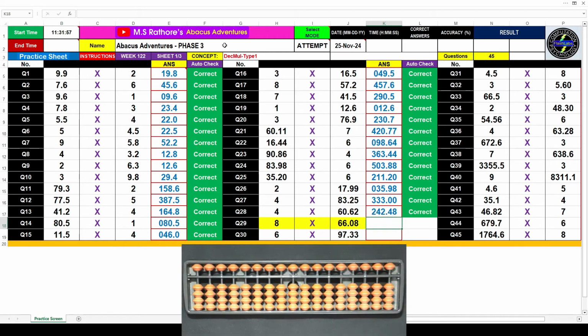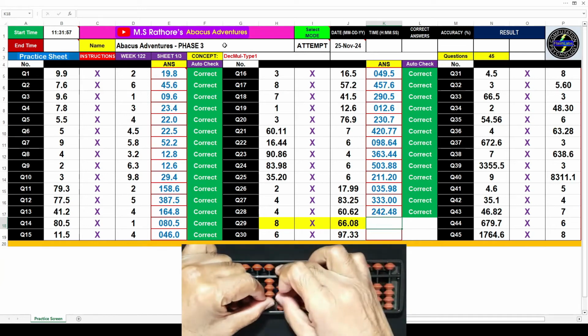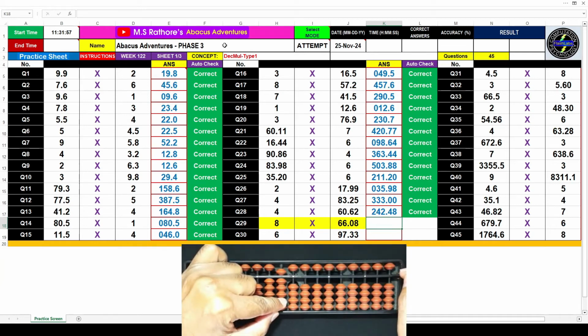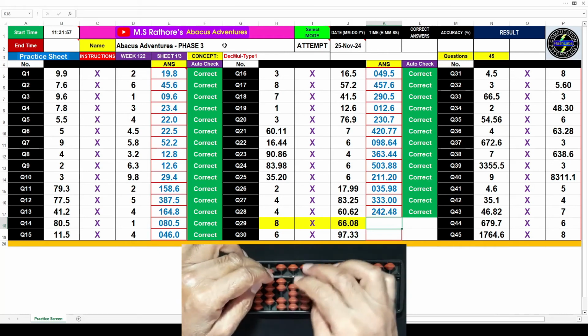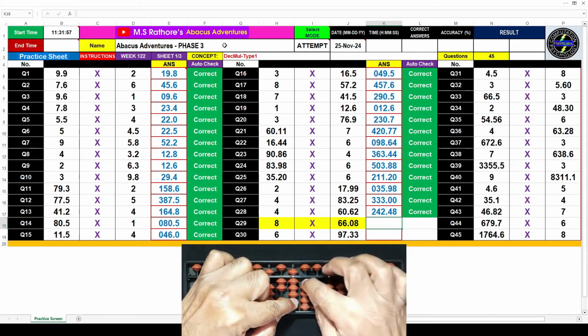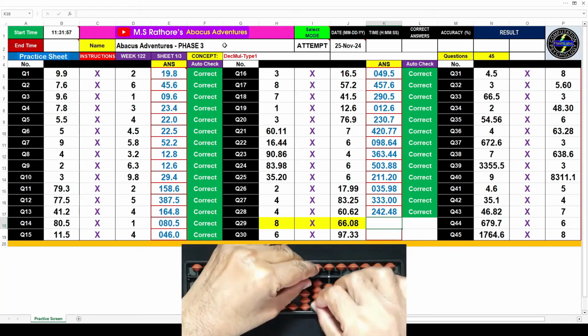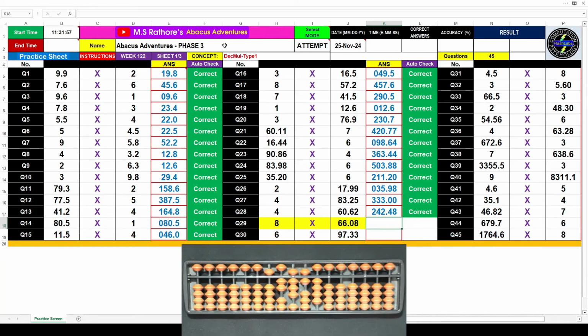Question number 29, 8 multiplied by 66.08. Let's take our odd number 3 to place the answer from. From right to left, it is 6 8s are 48, shifted. 6 8s are 48, shifted. 0 8s are 0 0, shifted, and finally 8 8s are 64. The answer is 528.64.